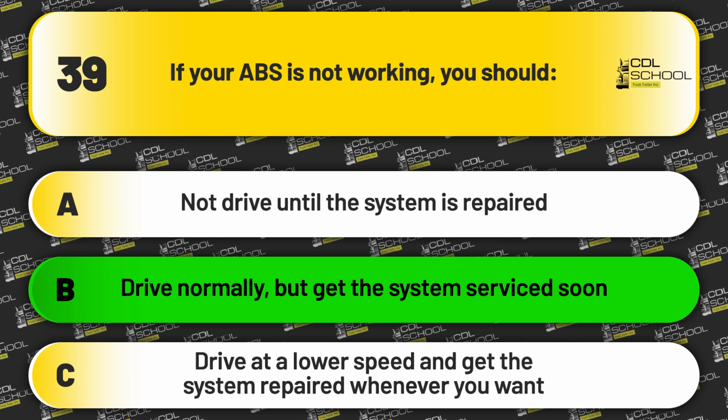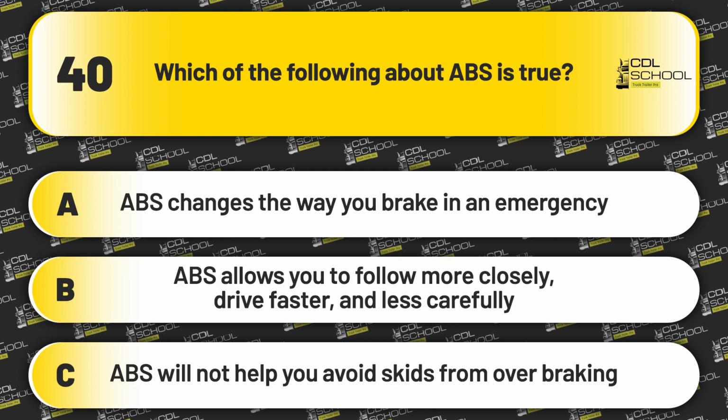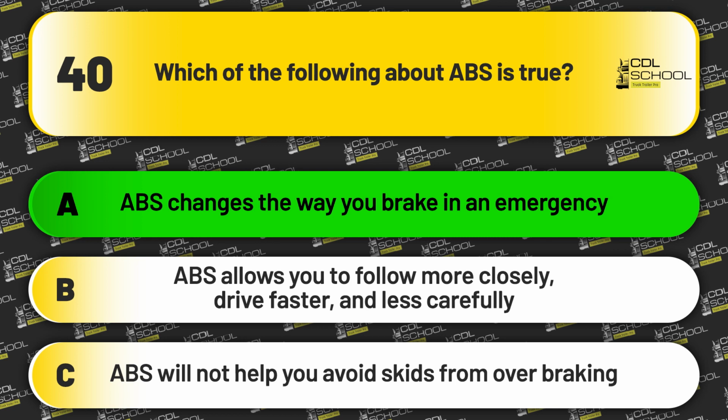Plan to drive normally. Which of the following about ABS is true? A. ABS changes the way you brake in an emergency. B. ABS allows you to follow more closely, drive faster, and less carefully. C. ABS will not help you avoid skids from overbraking. The true statement is A. ABS changes the way you brake in an emergency.